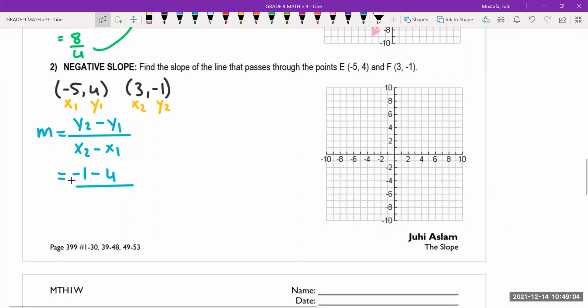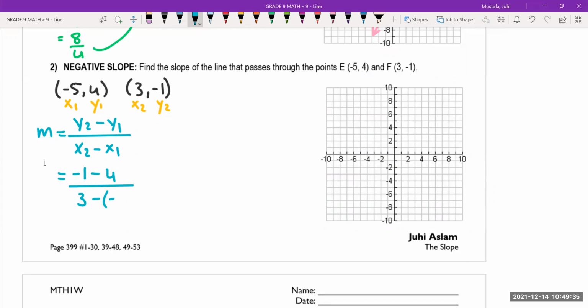You see it? Which one of these numbers represents x2? 3, thank you. The subtraction sign from the formula. Now be very careful. Which one of these numbers represents x1? So we have to put both of the negative signs. This negative sign is part of the formula. This -5 is part of the number.